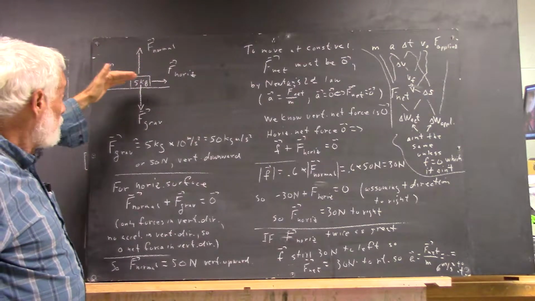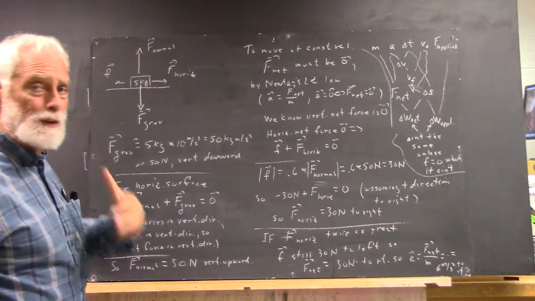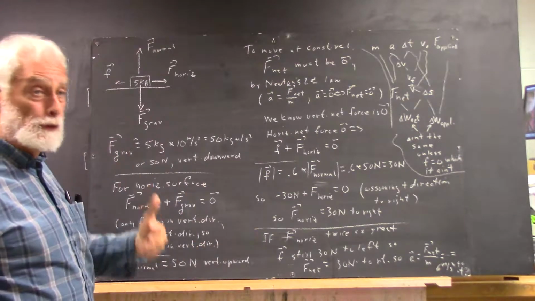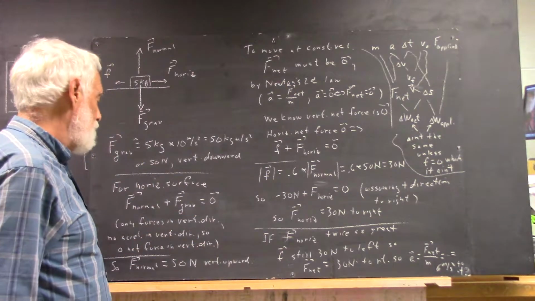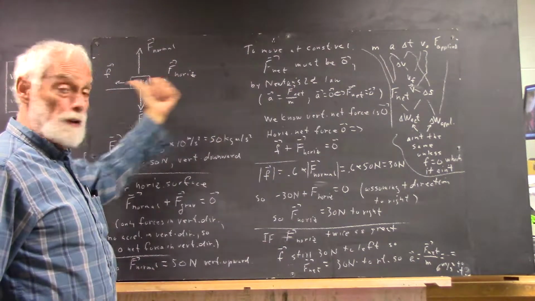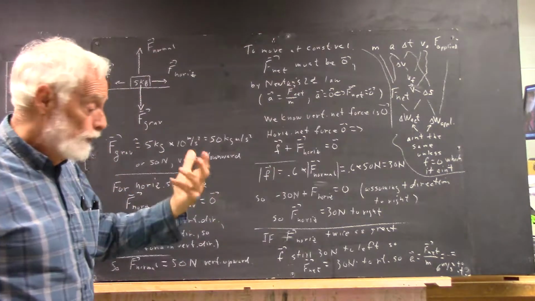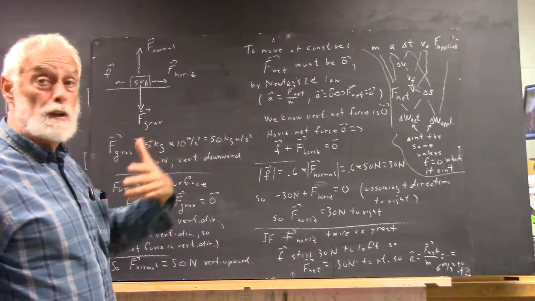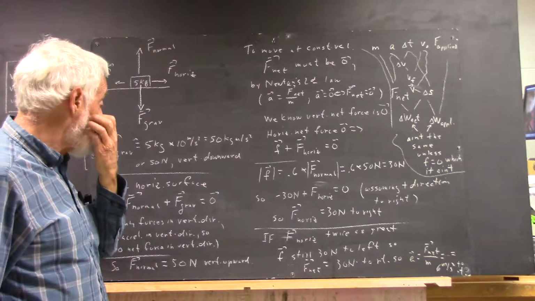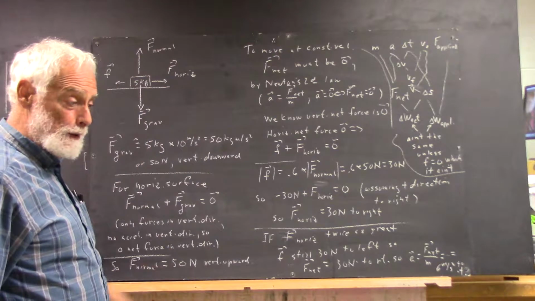Seriously, it makes no difference whether you draw it this way or this way, because the statement of the problem just said there's a horizontal force, and it makes no difference if you put your x-axis in this direction or in this direction. You can do it either way as long as you declare which direction you're using as the positive x direction.